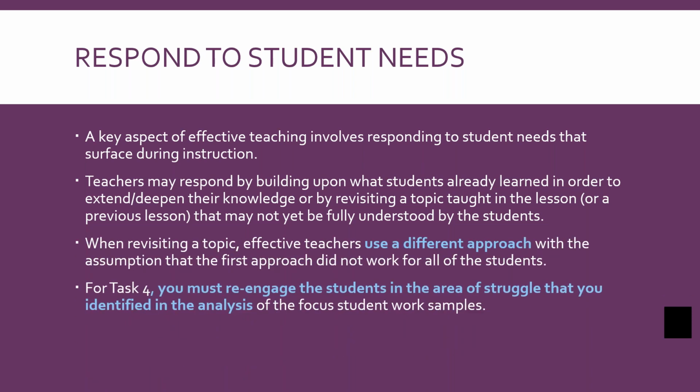And when revisiting a topic, effective teachers use a different approach with the assumption that the first approach did not work for all students. So that's important. Remember, a big part of task 4 is your re-engagement lesson plan. That's separate from the learning segment for math. The re-engagement lesson plan is reteaching that group of students that demonstrated a misconception. So if they misunderstood the first time, you need to try a different approach the second time. Reteaching them should use a different approach.